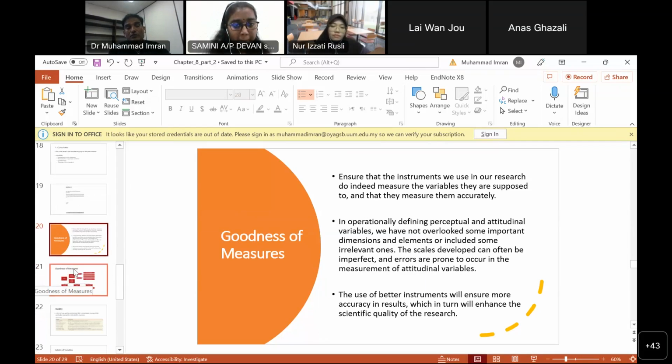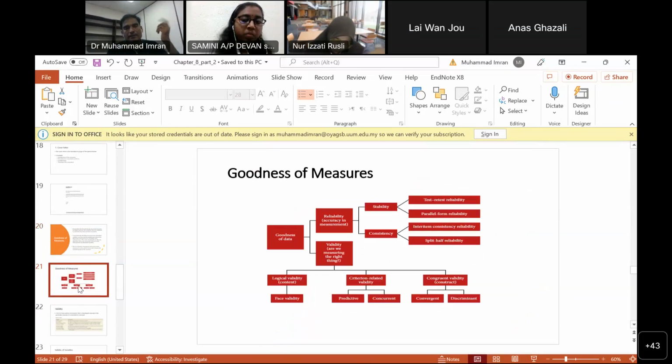I mean, your questionnaire must measure your selected construct accurately. This will be the goodness of measure. How do we make sure of the goodness of measure? There are some criteria. Here, see, goodness of measure criteria. Goodness of data, how? Reliability and the validity.